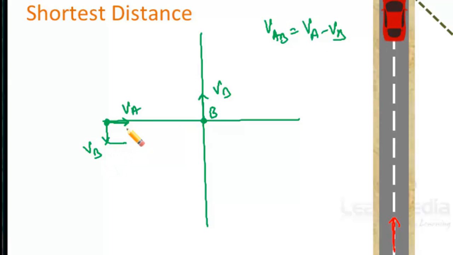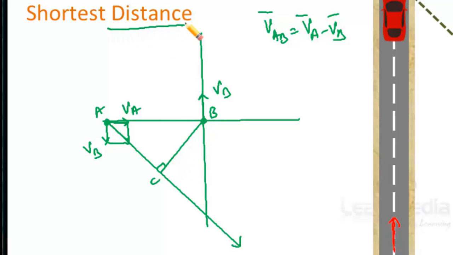Now take the relative velocity. Relative velocity of car A with respect to B will be in this direction. Extend the relative velocity vector line. Now car A is supposed to be moving like this with respect to car B. Drop a perpendicular from this position. Suppose this point is C and this is A. BC is the shortest distance between the two cars, and the time taken from A to C will be the time for reaching the shortest distance.